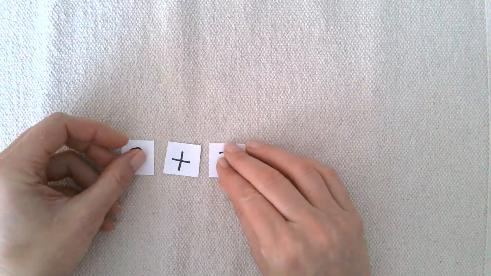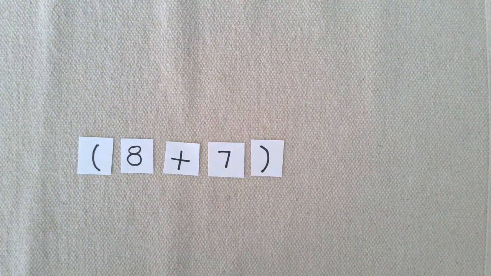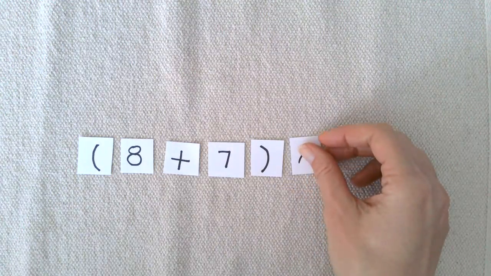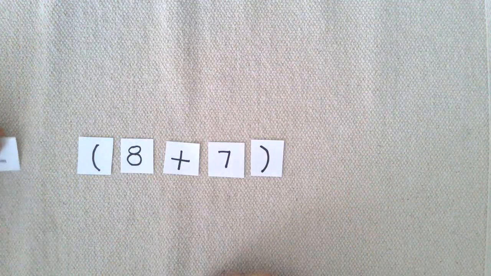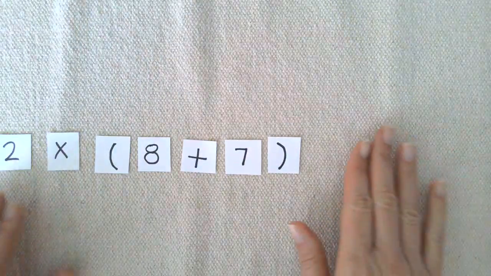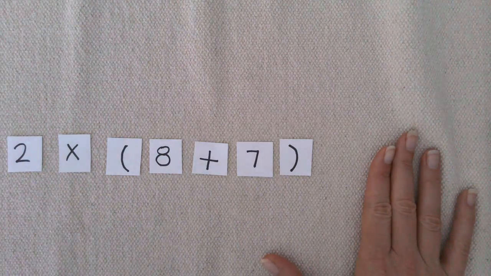Okay, let's do one more. How about this one? Add 8 plus 7, or I should say 8 and 7. Then, so I'm going to put this in parentheses, multiply by 2. I could also have it like this. And either way, I would know to do this first because it's in parentheses. Okay, and this is what it looks like written.